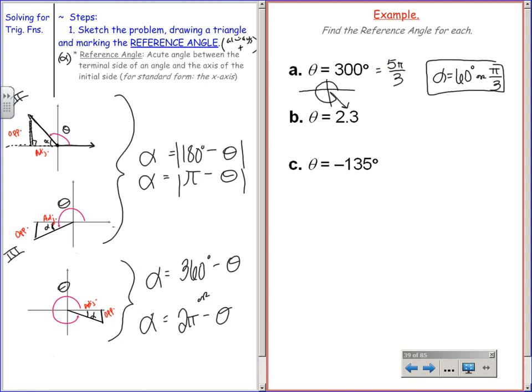Why? How much more to get to 2 pi? How much more to get to 360? Well, I only need 1 more third, or I need 60 degrees. Either way works.